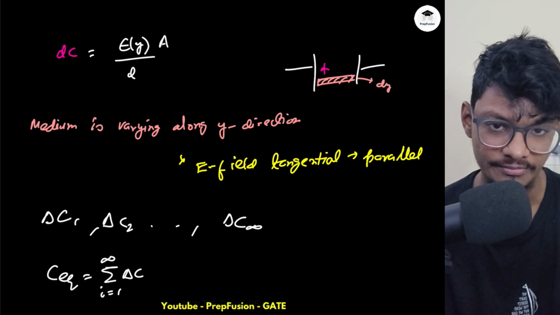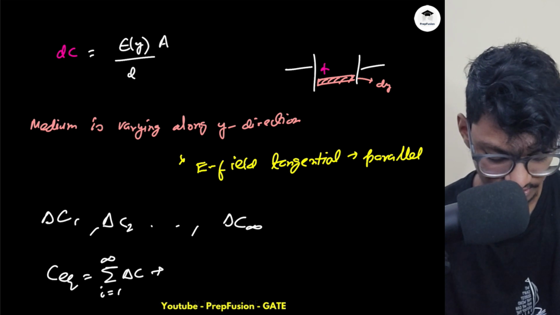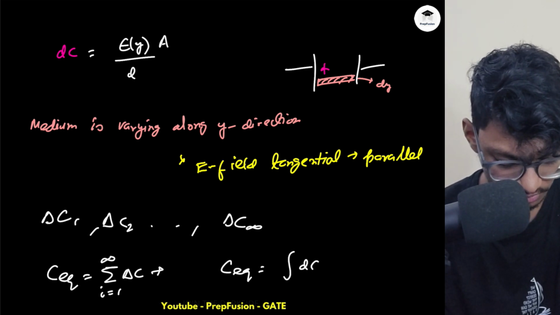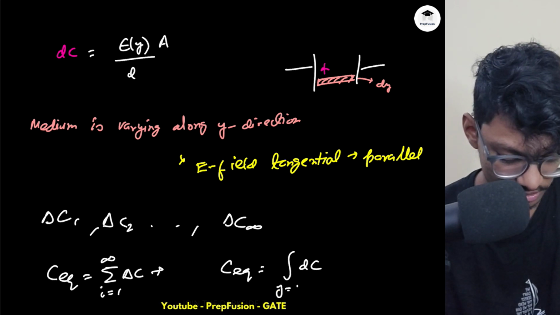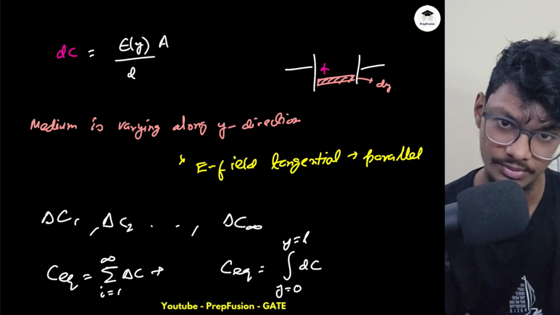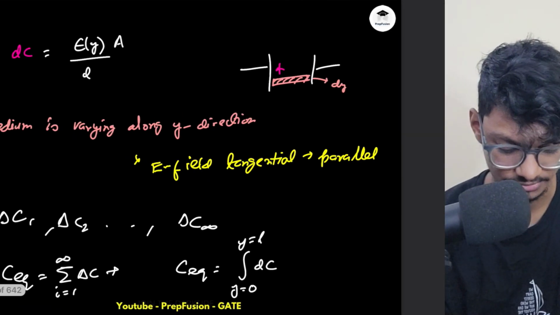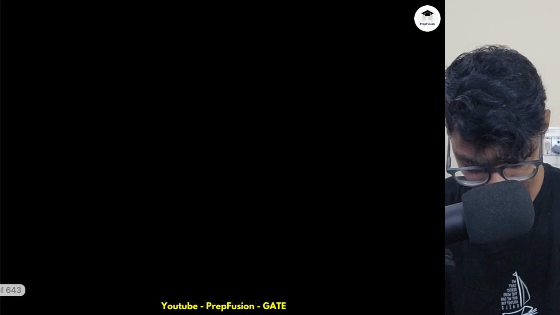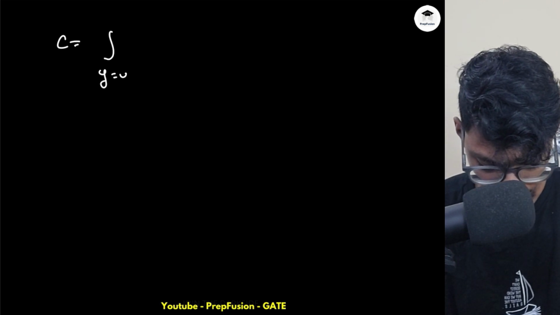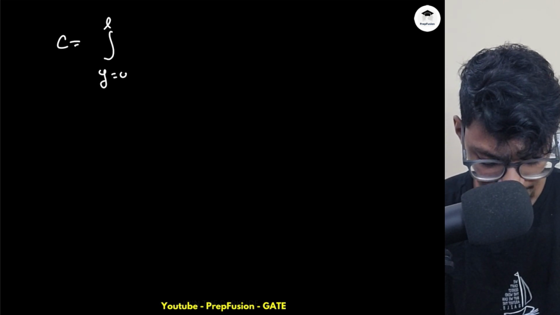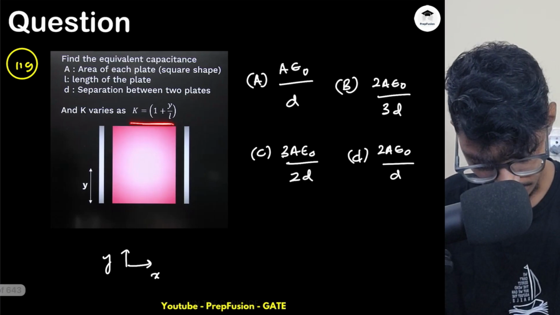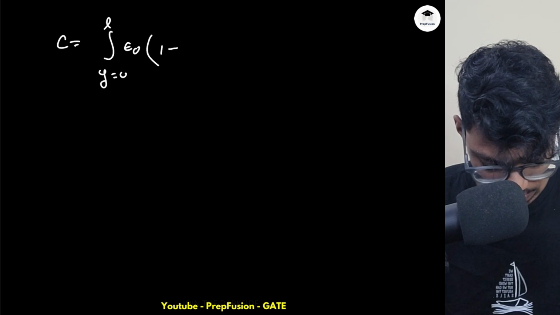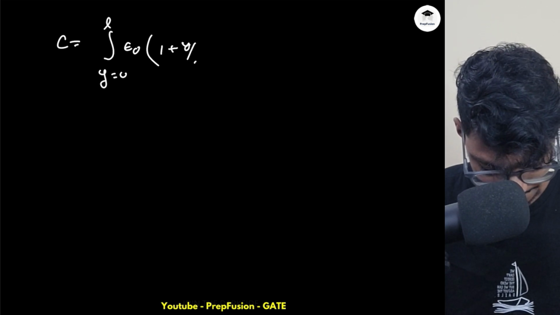But what am I varying actually? I'm varying y. So if I want to make this integration continuous, I'll write C equivalent will be the integration of dC, for y equals 0 to y equals L. Simply I'm adding each step, and I hope you know what integration is. So what is dC? dC is this thing. I will replace my epsilon y, which is given as epsilon naught into 1 plus y by L.